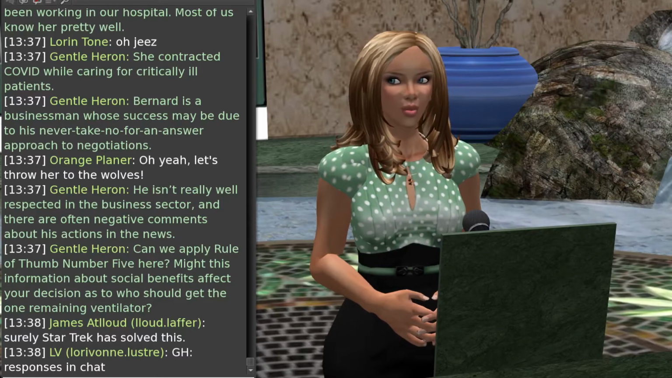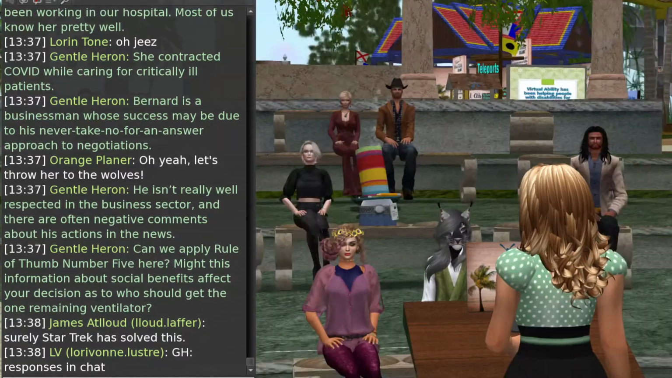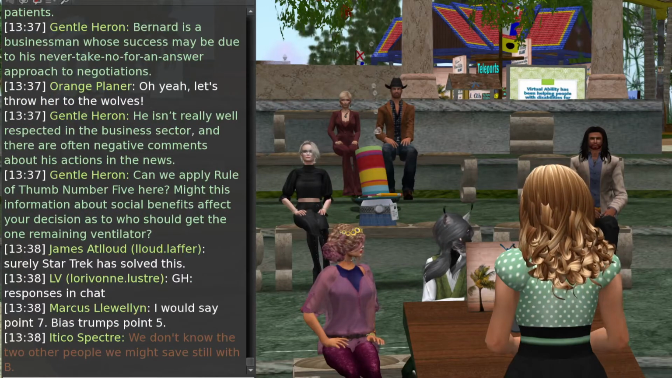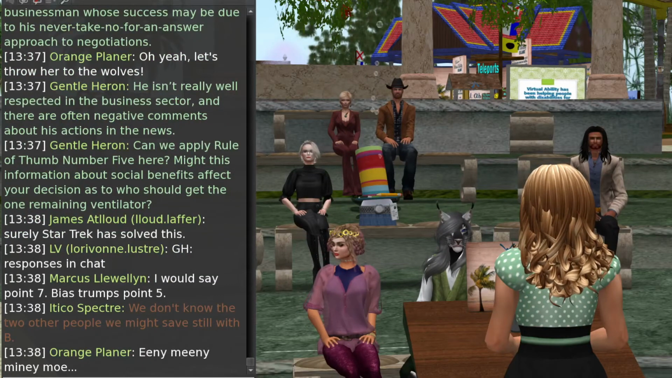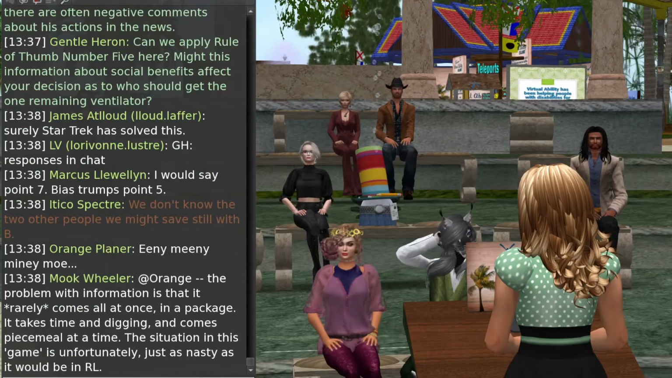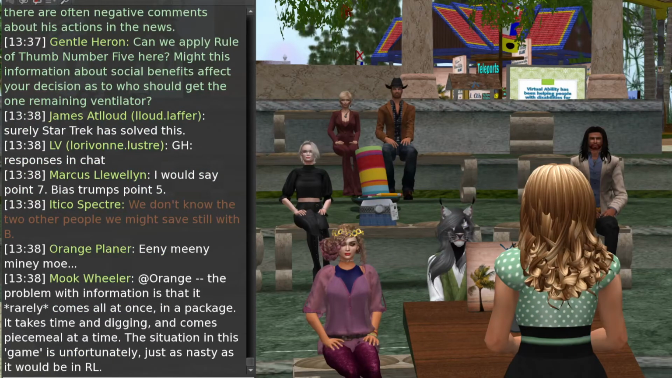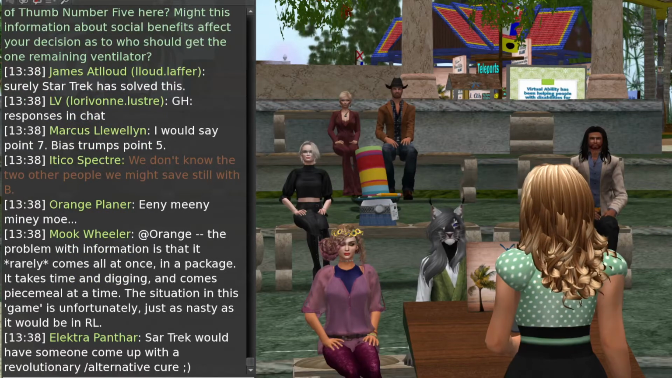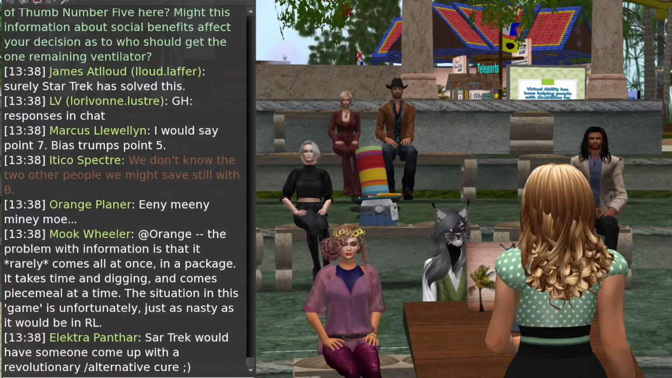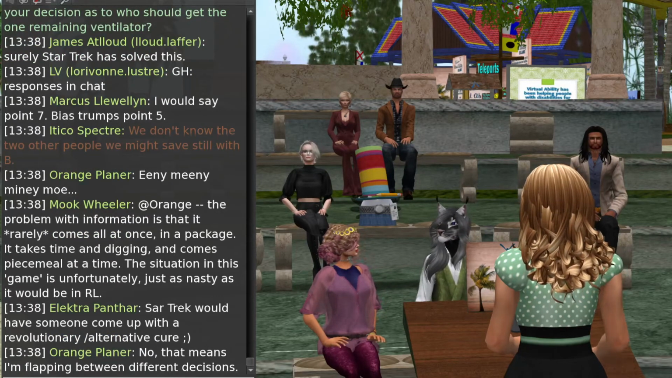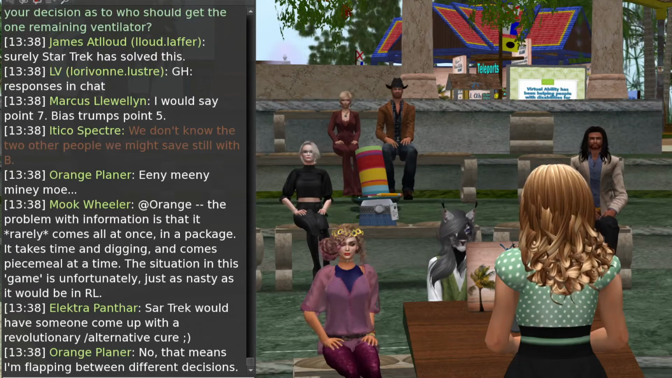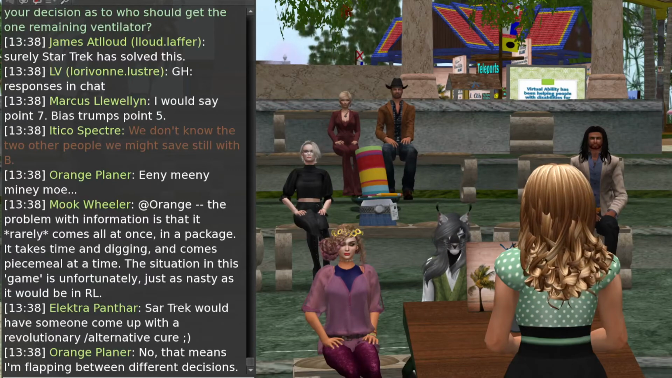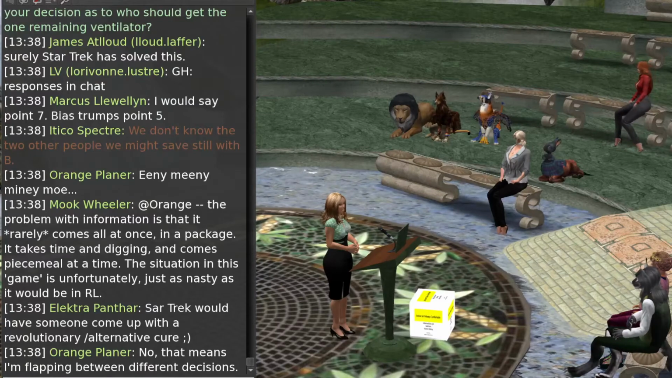James hopes Star Trek has solved this. Oh, Marcus says 0.7 trumps 0.5. But Idiko says we don't know the 2 other people we might save along with B. Orange is back to eeny, meeny, miny, mo. And Mook says to Orange, the problem with information is that it rarely comes all at once in a package. It takes time and digging and comes piecemeal. The situation in this game is unfortunately just as nasty as it would be in the physical world. Electra says Star Trek would have someone come up with a revolutionary alternative cure. Yep. Orange is flapping between different decisions.